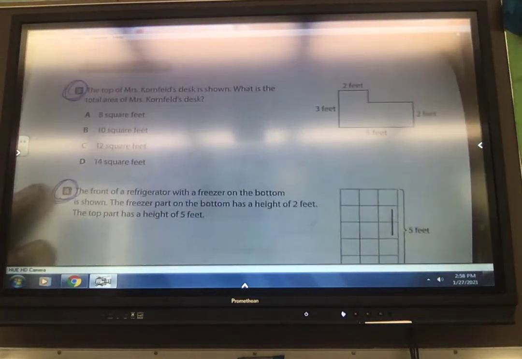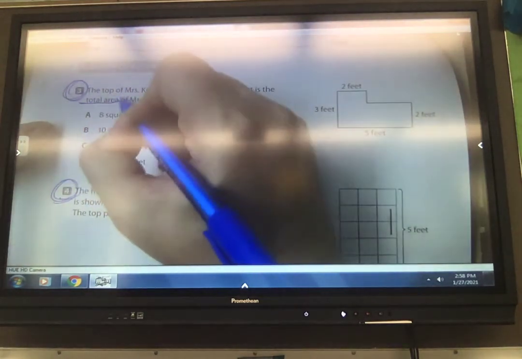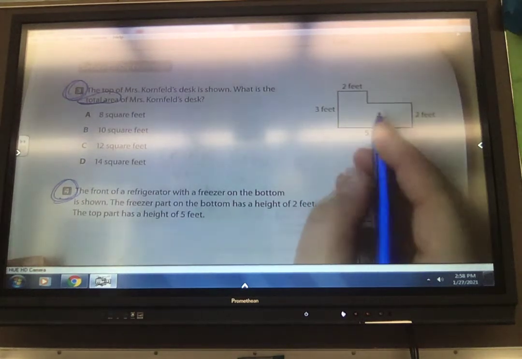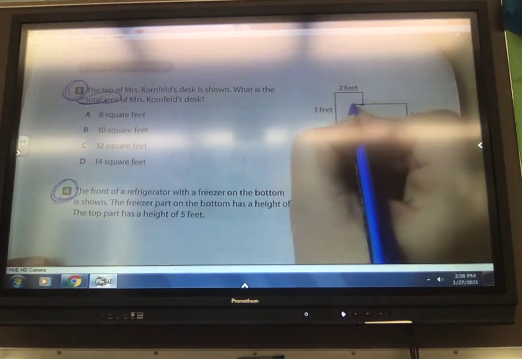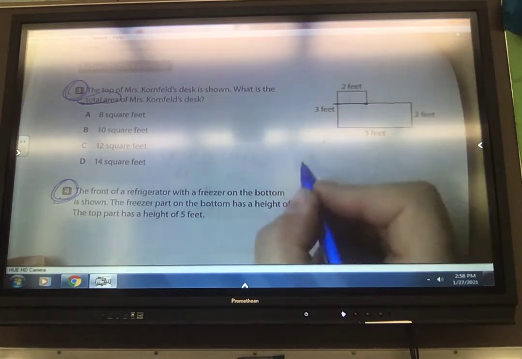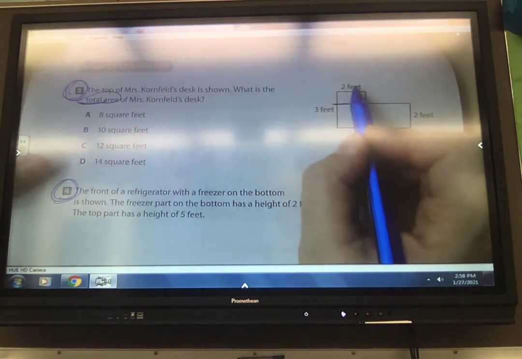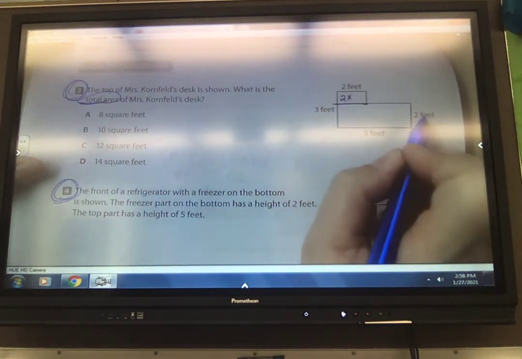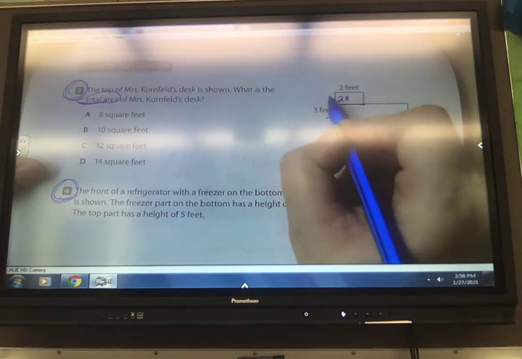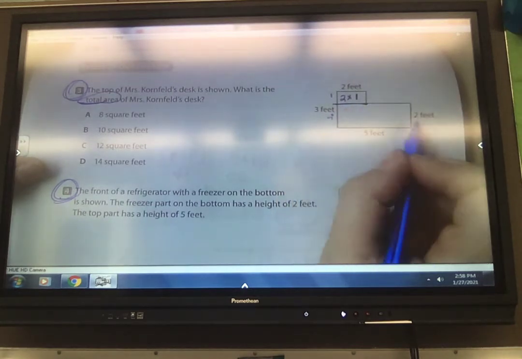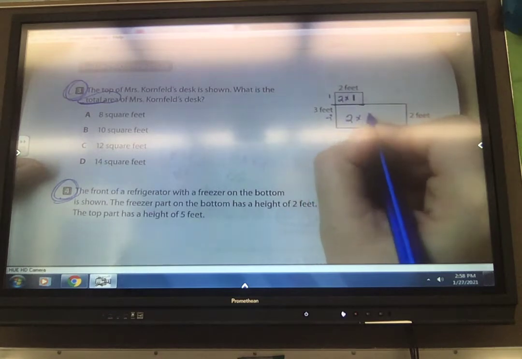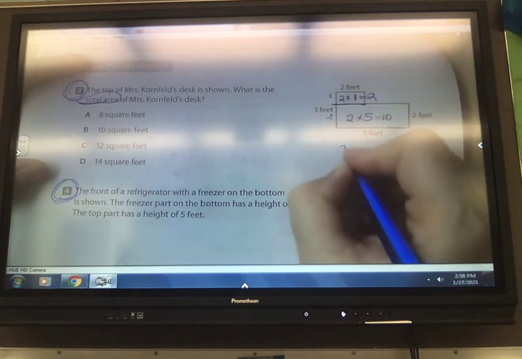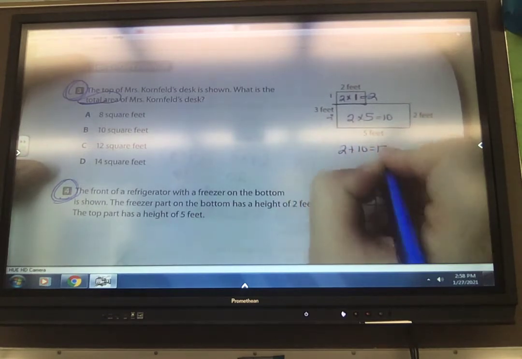Number 3, again, we are doing area, total area. We need to decide how we want to cut our shape. So I always like to go the shortest way, so I'm going across here. If I cut here, I have 2 times, it's not 3. If this section is 2, then this has to be 1. So 2 times 1, and down here I have 2 times 5. 2 times 1 is 2. 2 times 5 is 10. 2 plus 10 is 12. So C.